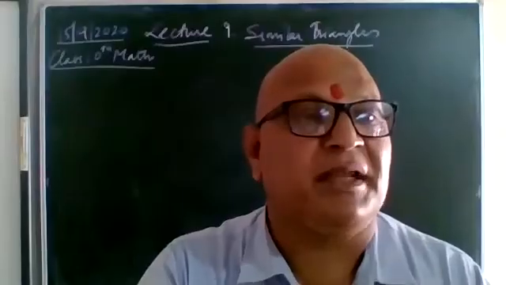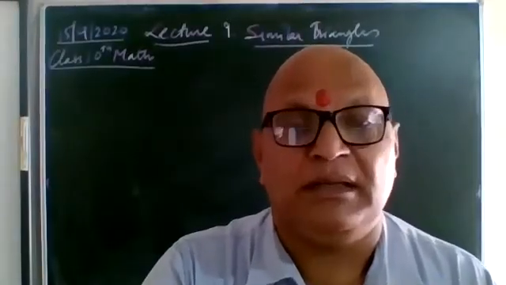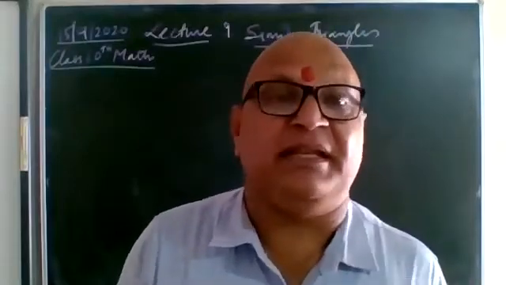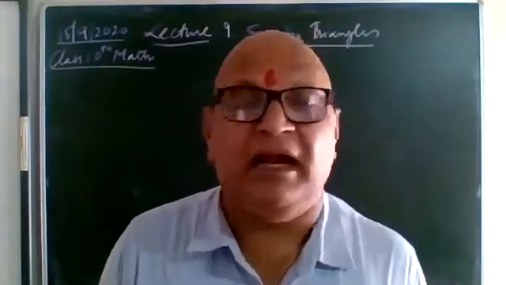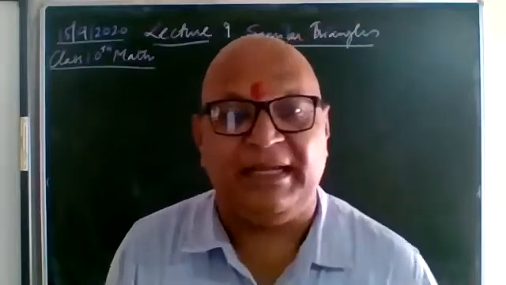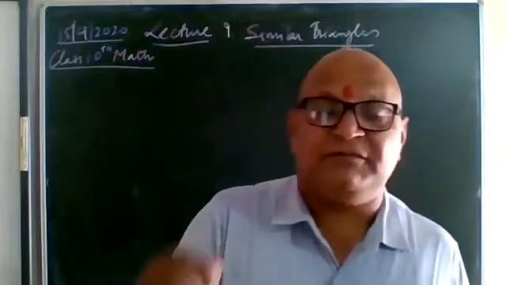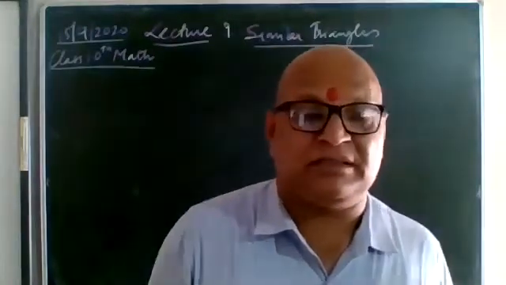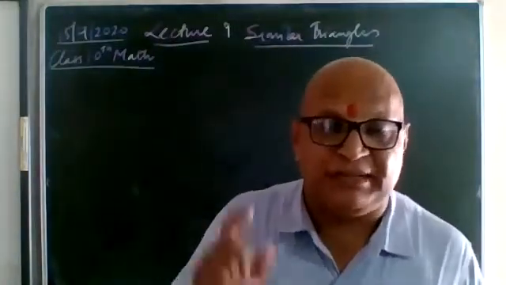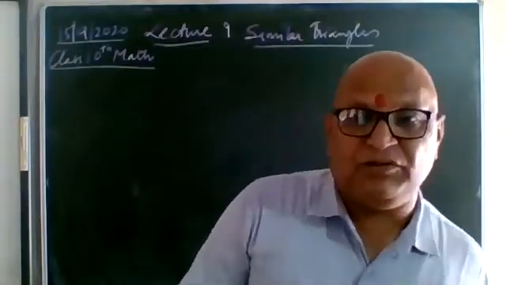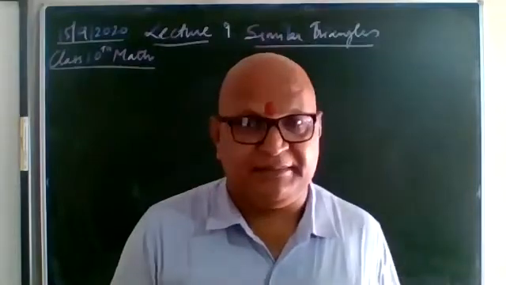We will be studying three properties. One is the criteria for similarity. Now, what is criteria for similarity? That is when you have to prove that two triangles are similar, then we have to use criteria for similarity.